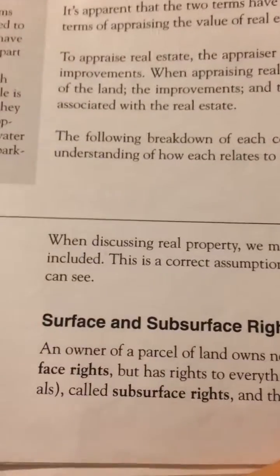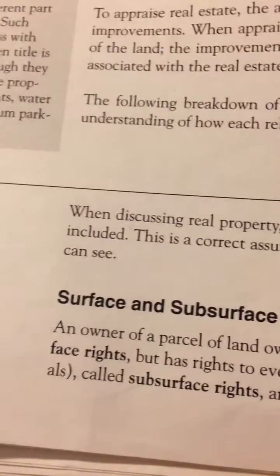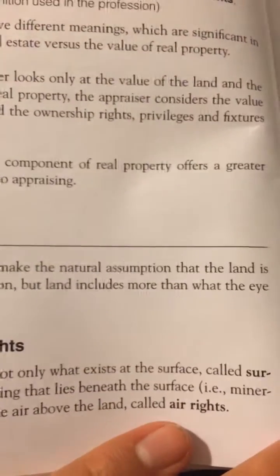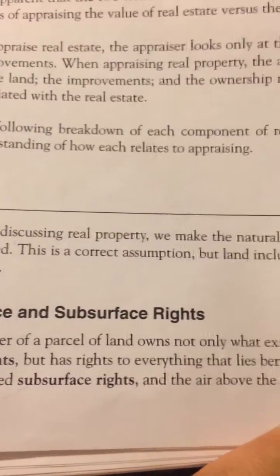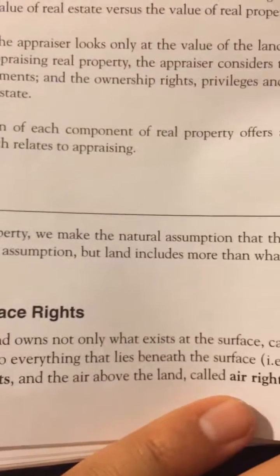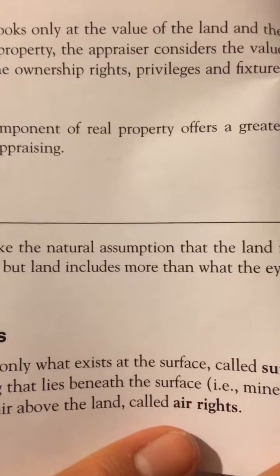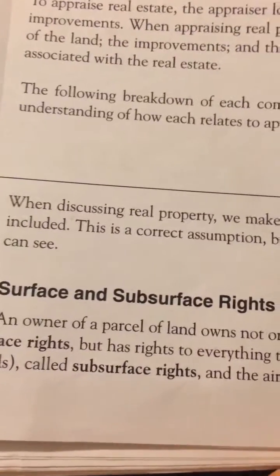Land. When discussing real property, we make the natural assumption that the land is included. This is a correct assumption, but land includes more than what the eye can see. Surface and subsurface rights. An owner of a parcel of land owns not only what exists at the surface, called surface rights, but has rights to everything that lies beneath the surface. For instance, minerals, called subsurface rights, and the air above the land, called air rights.